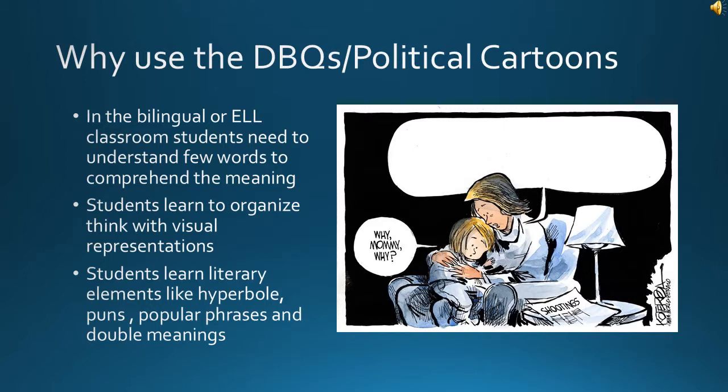But this is also beneficial to the ELL learners because there's very little text that they have to read, and it expresses a sentiment that's universal. It doesn't have to do with being from America or not. Nobody has an answer as to why we have all of these school shootings.